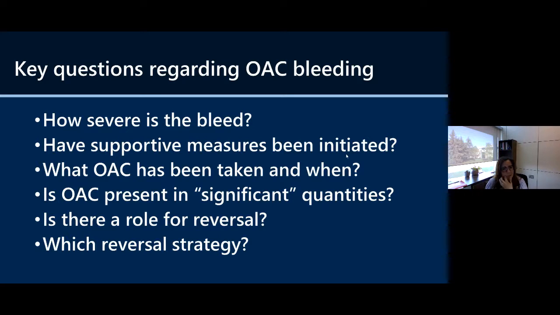It's important to ask, have supportive measures been initiated? And often on the thrombosis service, we get called about reversal before the patient has an IV or has been transfused. So it's just really always important to go back to the basics, even though this can be very dramatic in the emergency room.